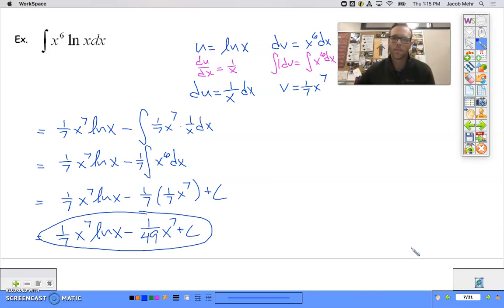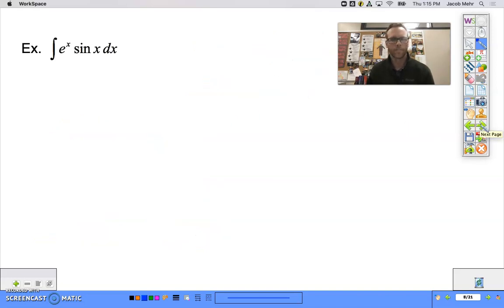Okay, I hope that feels good to you guys. Again, this takes lots of practice. Once you get the hang of it, not too bad at all. Let's try another one. The integral of e to the x sine of x dx. So let's get this thing set up.